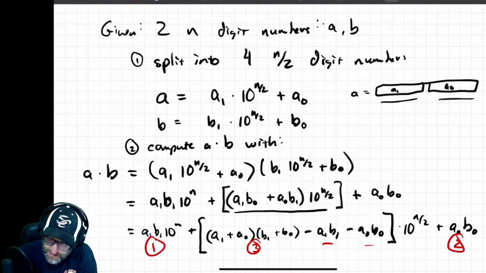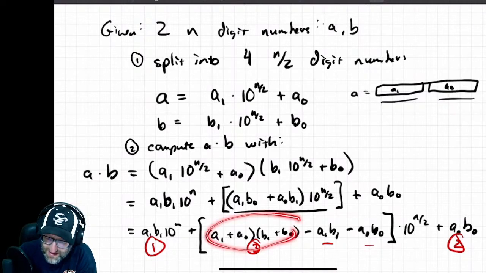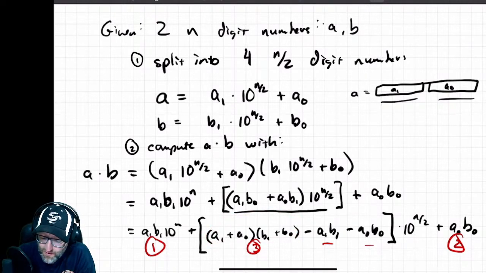Now, this kind of looks like the original up here, that kind of looks like that's just A times B again. No, it's not. It's numbers that are half as big, or have half as many digits as before. This A1 plus A naught is a number that is n divided by 2 digits. This is an n divided by 2 digit number, and so multiplying them together only gives me 1 additional multiplication. Right?